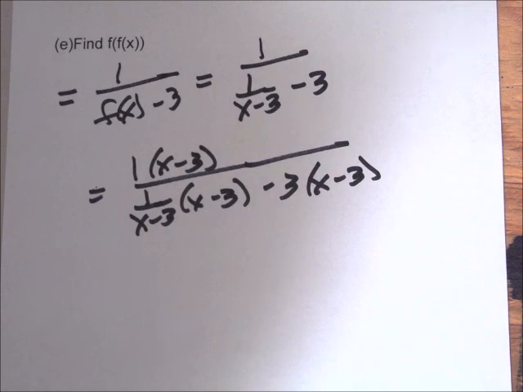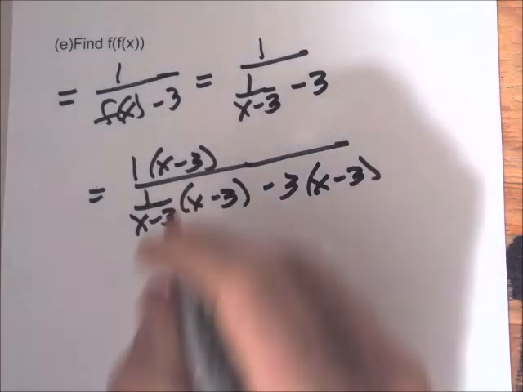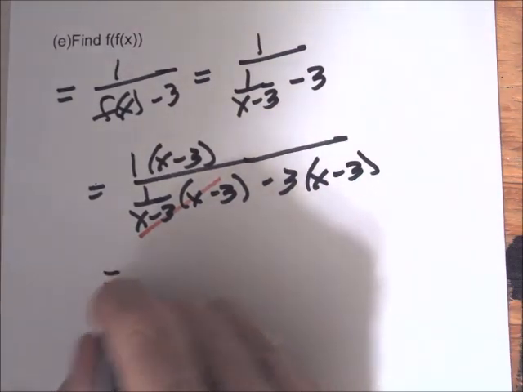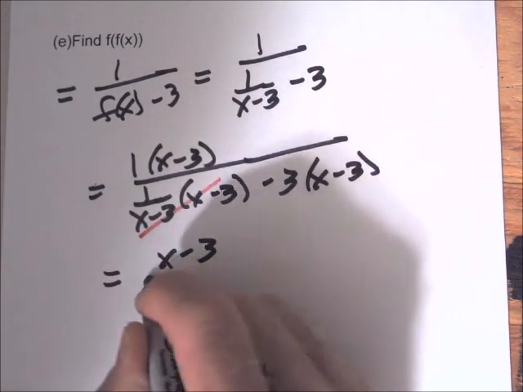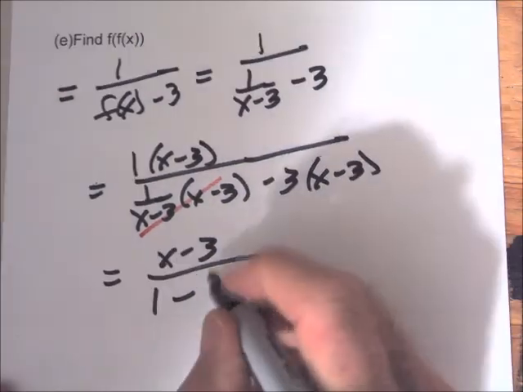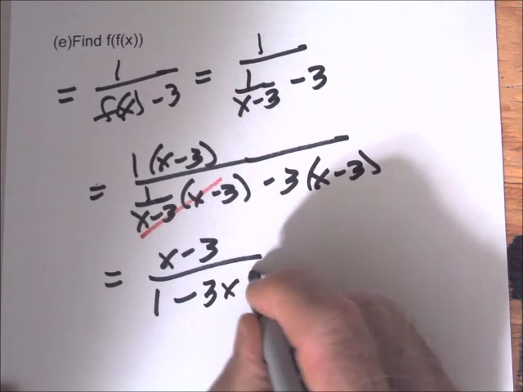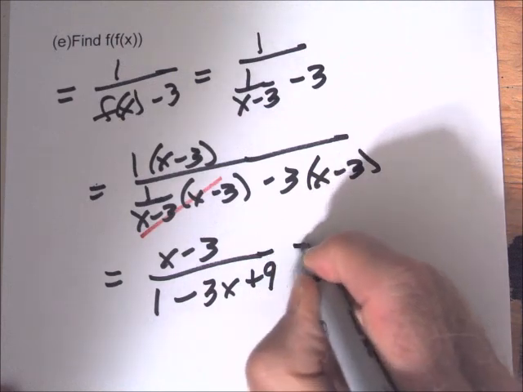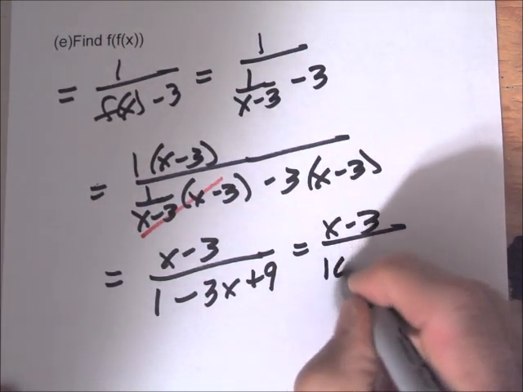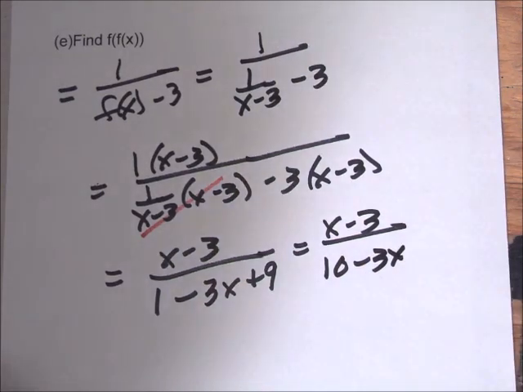And the x minus 3's will cancel on the bottom left. We can distribute the 1. That'll give us x minus 3. 1 minus, distribute the 3, minus 3x plus 9. So this will be x minus 3 over 10 minus 3x.